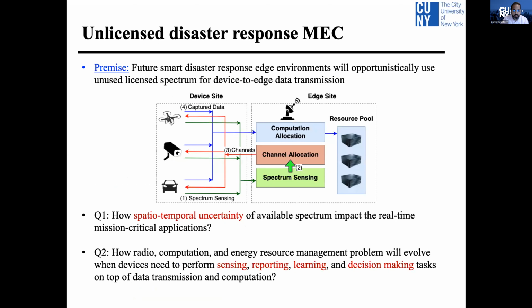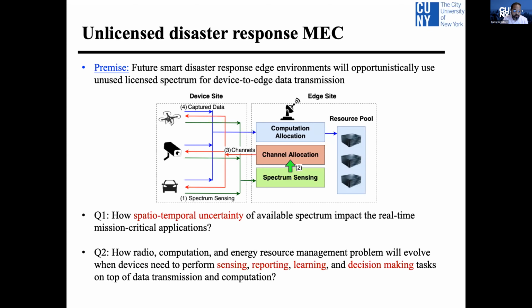And then finally, we have another idea. Again, this is just at the idea phase, and this is something that we have just started to explore, which is unlicensed disaster response mobile edge computing, where the future smart disaster response will opportunistically use unlicensed spectrum in a secondary environment for device to edge data transmission and edge to device as well. That can be a realistic premise for 6 gigahertz or even terahertz communication.